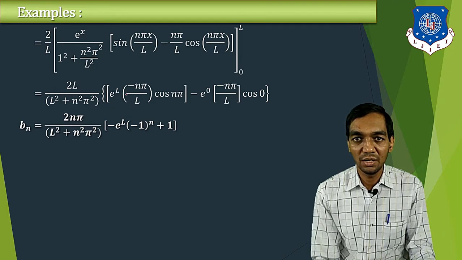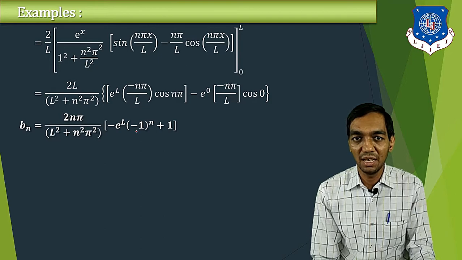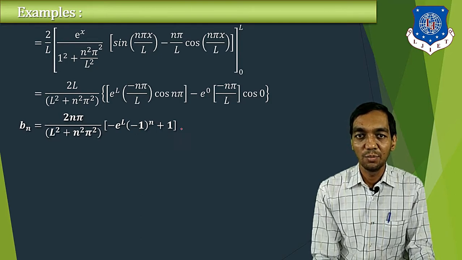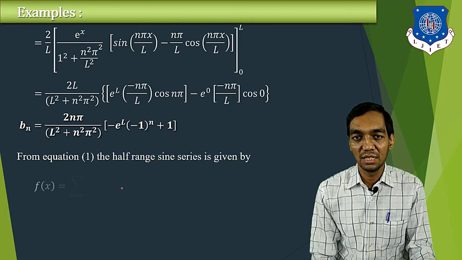See, this l came common out, n pi common out, and that will give you minus e raised to l into minus 1 raised to n plus 1. Now this is the value of Bn. Put it in a half range series.